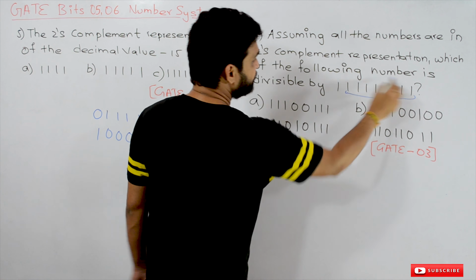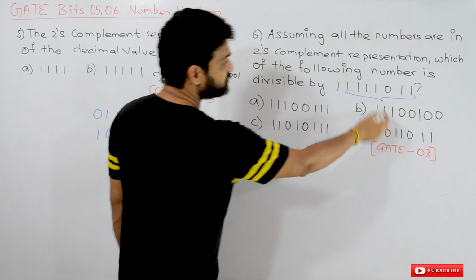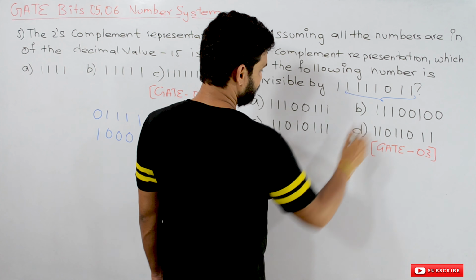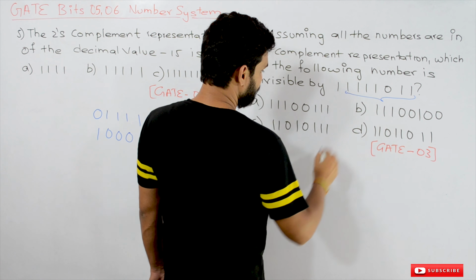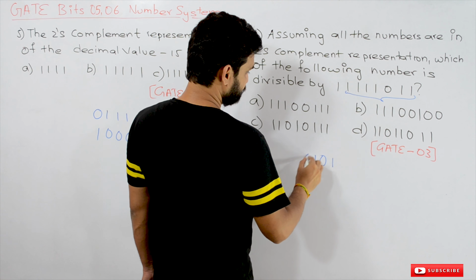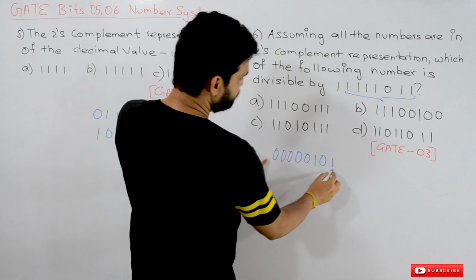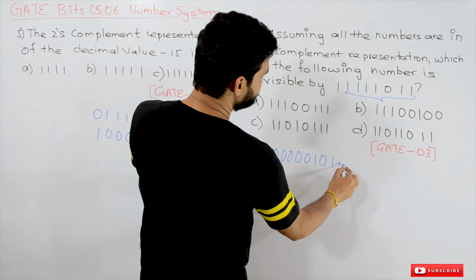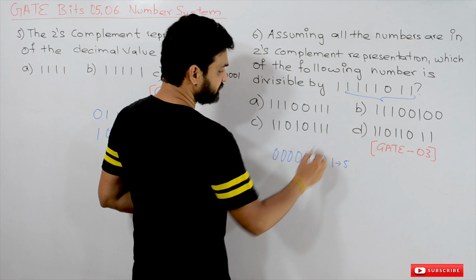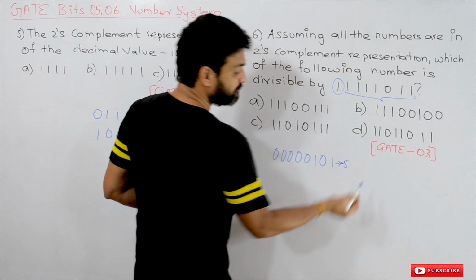What is the decimal equivalent of this number? To identify it, we first find its 2's complement. The first one stays as it is and all the remaining bits are zeros. The magnitude of this number is 5. The number is in 2's complement form and is negative, so it is minus 5.